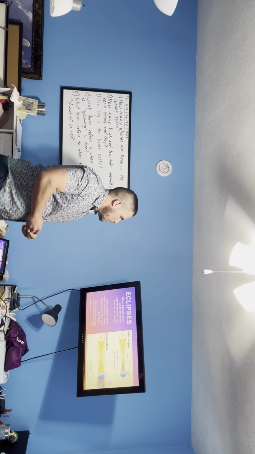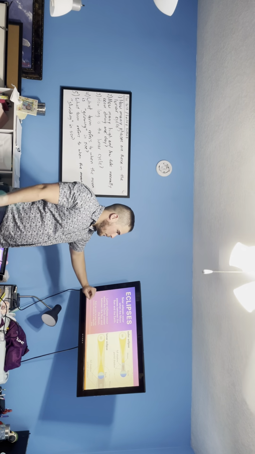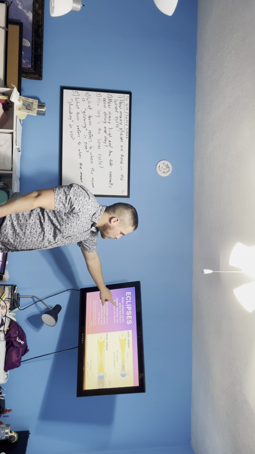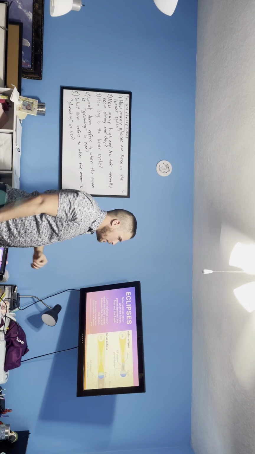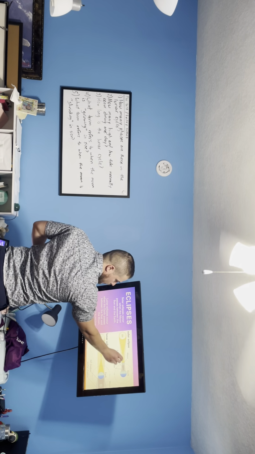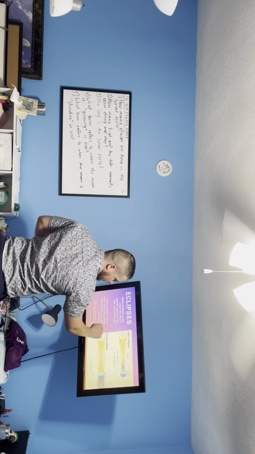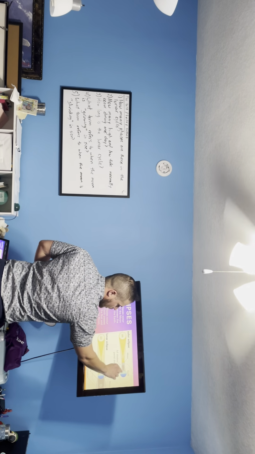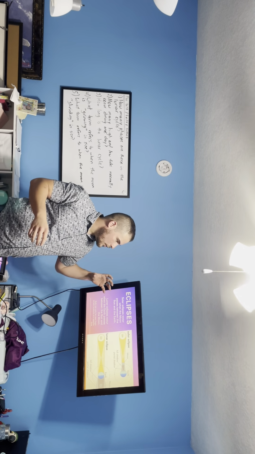So eclipses, there are two kinds of eclipses, a solar eclipse and a lunar eclipse. So let's start with the solar eclipse. A solar eclipse occurs when the moon passes between the sun and the earth, okay? So when the moon is right here in relation to the earth and the sun, that's when we have a solar eclipse. So maybe you guys have heard of the solar eclipse, and what happens is that the moon casts a shadow on the earth.